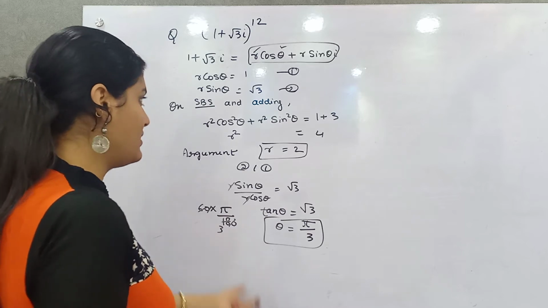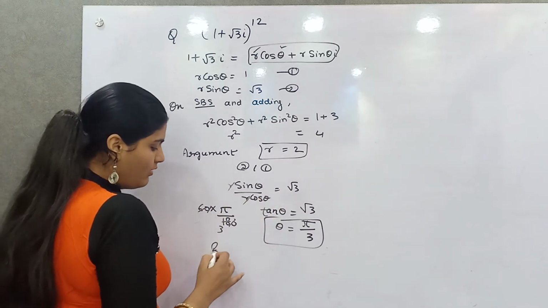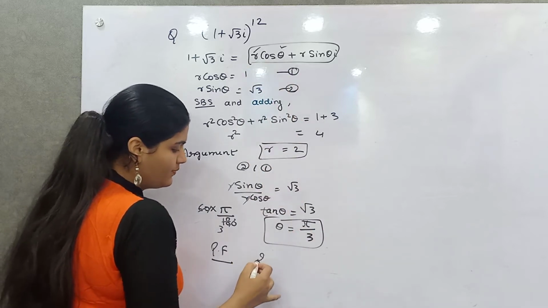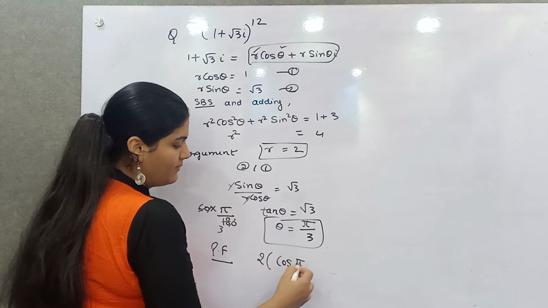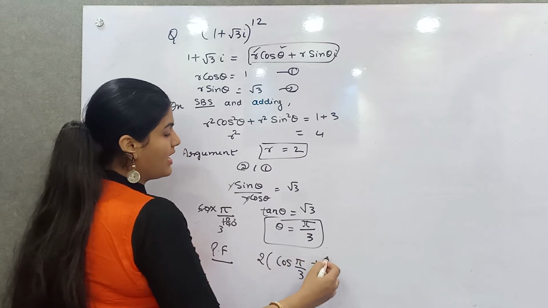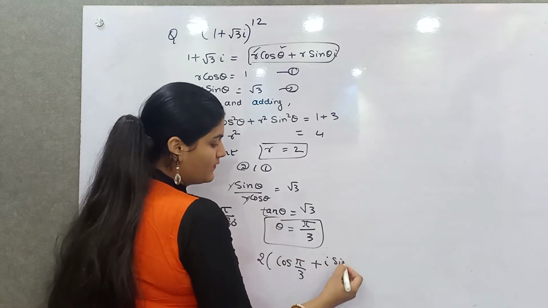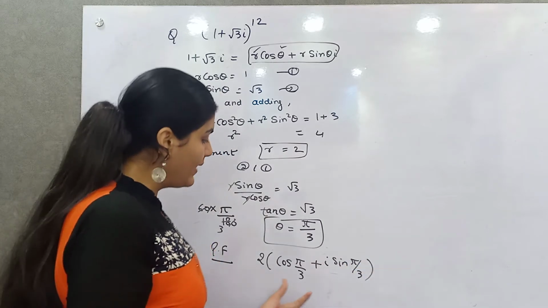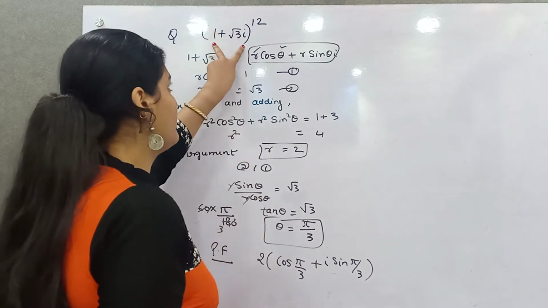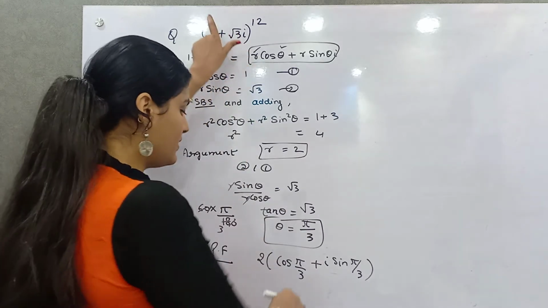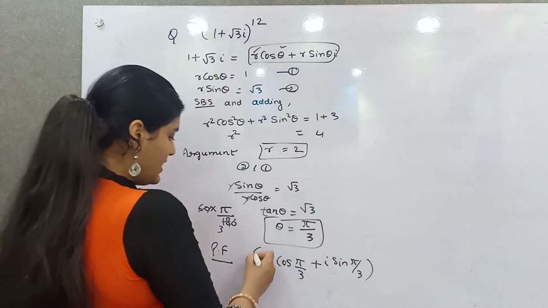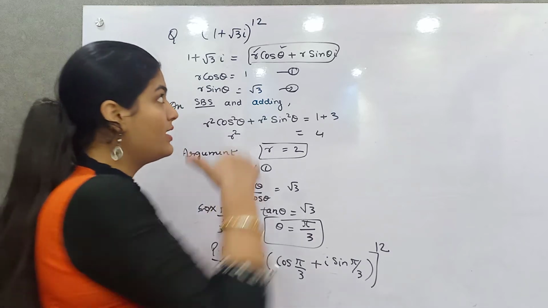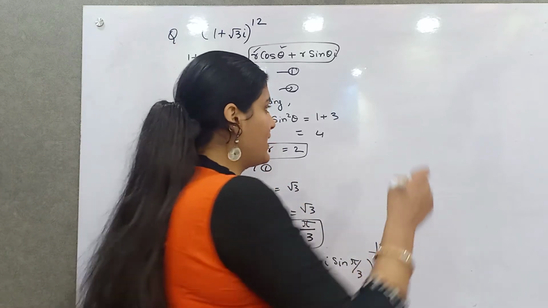Just to recapitulate, now you have the polar form as, taking r common, 2 times (cos theta plus iota sin theta). But this is not our question. The question was to find the value of this. You have converted only this bit into the polar form. Now if you take it raised to power 12, de Moivre's theorem comes into action.